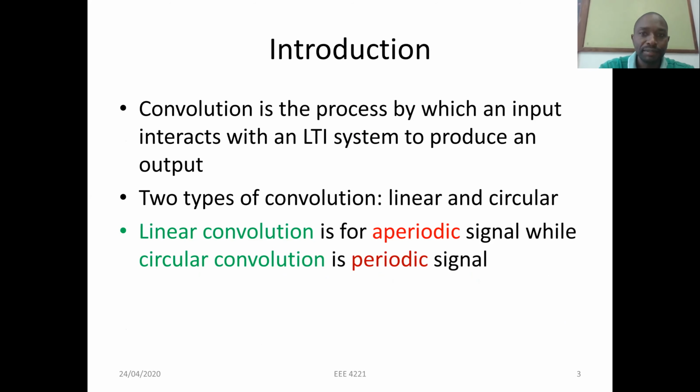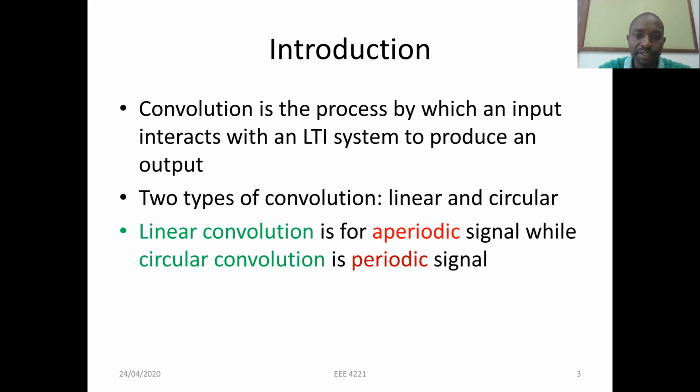Bobovia. Convolution is a process by which an input signal x of n interacts with a linear time invariant system to produce an output. This interaction is through a signal called h of n. When the two signals, the input x of n and h of n, interact, they produce an output y of n, and that's basically what convolution is. Now, there are two types of convolution. The first one is linear, the second one is circular convolution.